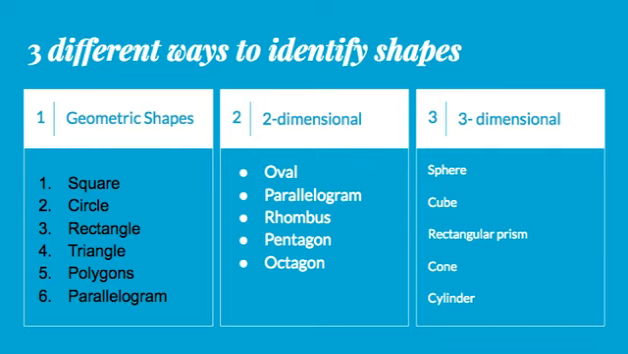And then you have your two-dimensional shapes, which include oval, parallelogram, rhombus, pentagon, and octagon. And then you have your three-dimensional shapes: the spheres, cubes, rectangular prisms, cones, and cylinders.